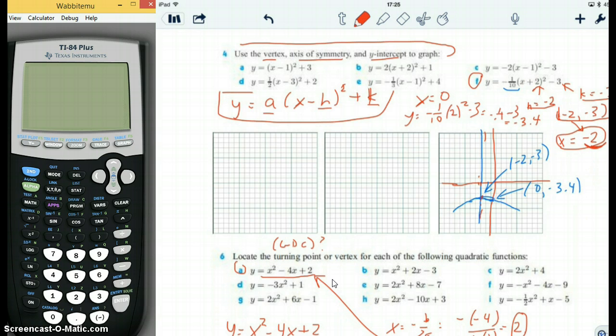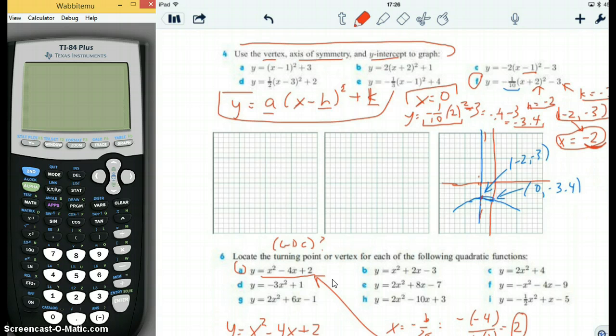The other point they want us to use is the y-intercept. The y-intercept is always easy to find because to find the y-intercept, we just set x equal to 0. So if we set x equal to 0, what's left inside the parentheses here is just a 2 because it's 0 plus 2. So it's 2 squared. Then we multiply that times negative 1/10, and then we subtract 3. That gives us negative 4/10 minus 3. So that would be negative 3.4.